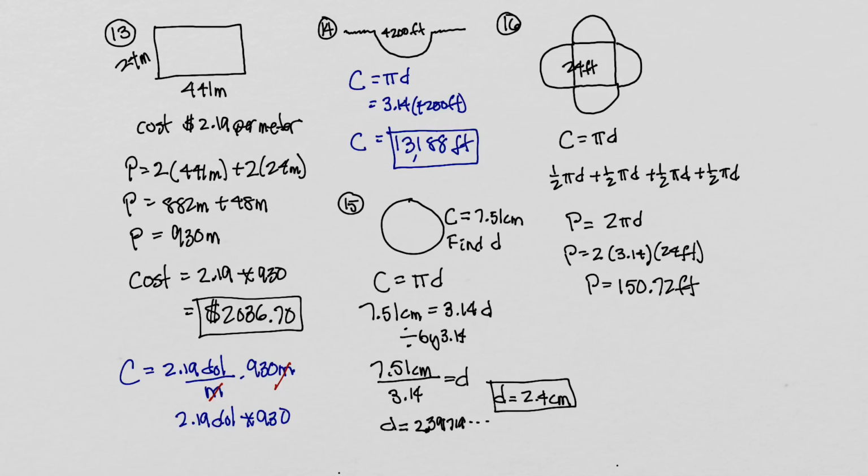So rounding to the nearest integer, that's the nearest integer right there. The number to the immediate right is above 5, so I'm going to round this to 151. So the perimeter of this flower bed is 151 feet.